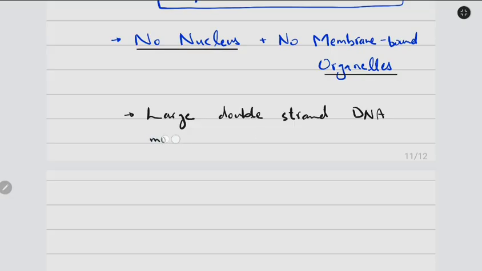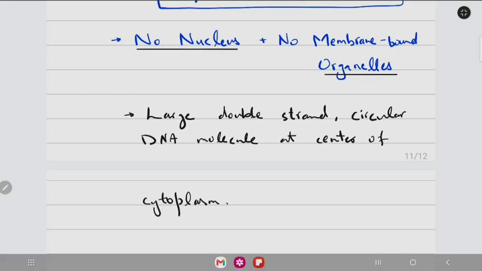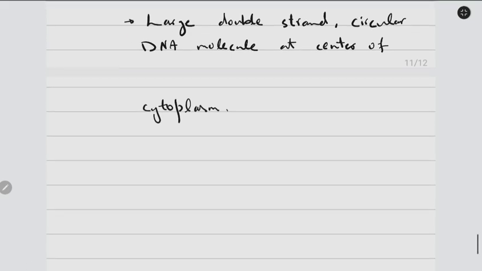You can say it's a circular, double-strand DNA molecule at the center of the cytoplasm without a membrane. So there is no membrane, okay? There is no nuclear membrane. It's just sitting there at the center, okay?